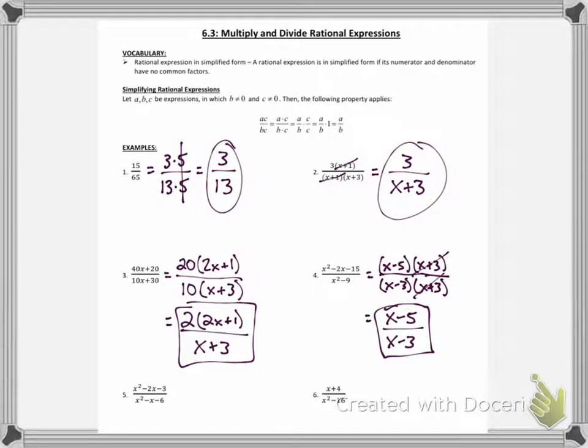Again, same deal as number 2. We're not going to randomly cancel the x's. The x's are connected to other terms as a whole expression. The whole thing has to cancel. You cannot cancel parts of an expression.